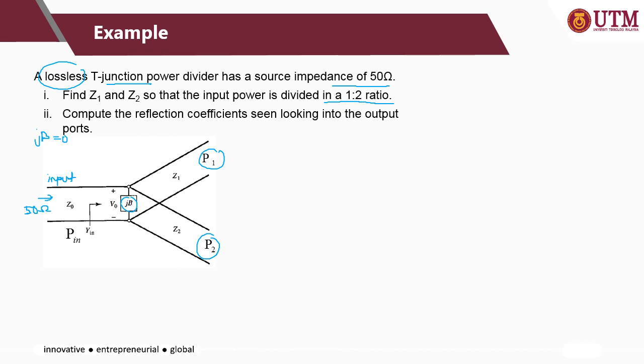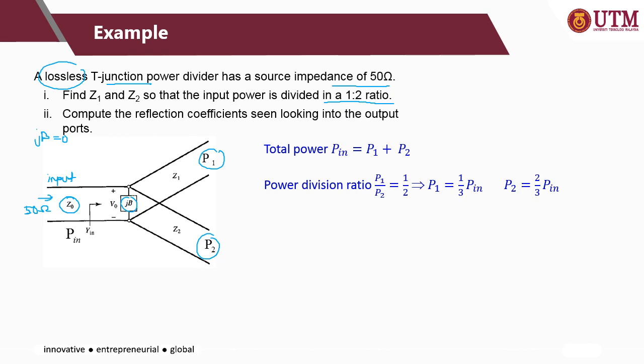In order to get Z1 and Z2, we only know the input impedance at the input line, Z0 equal to 50 ohm. So we need to consider the information that we have in terms of the power division. Given the total input power P in, the power divider will divide the power to the output ports, port 1 and port 2, with the ratio of 1 to 2. One part will be given to port 1 and the other two parts to port 2. In other words, port 1 will receive 1/3 of the power from P in, while port 2 will receive 2/3 of the input power.